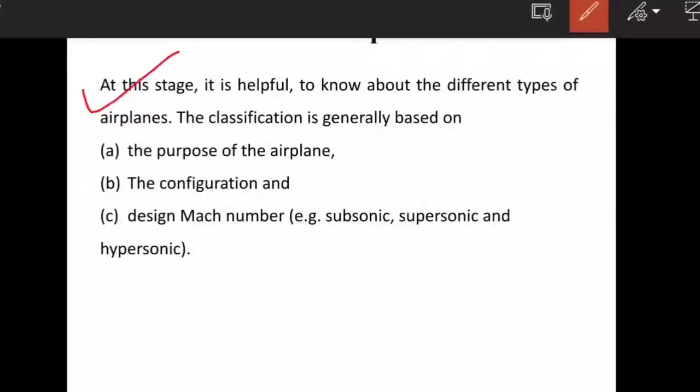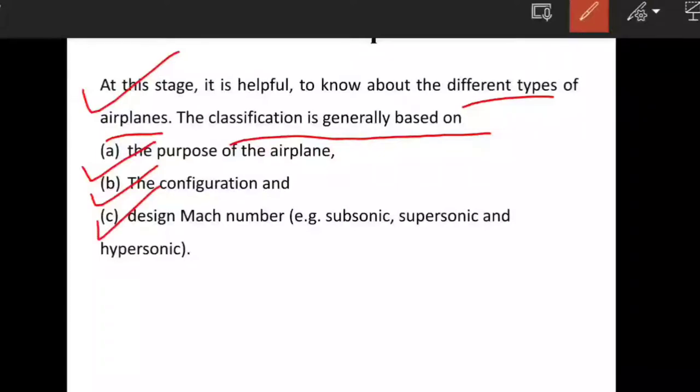At this stage it's helpful to know about the different types of airplane. That's the reason we are learning the classification of airplanes. But how is it classified? Actually, the airplane is generally classified based on the purpose of the airplane. Second is the configuration, and third is design Mach number. I did not mention design Mach number in my previous video, but this is also a parameter, that is subsonic flight, supersonic flight, hypersonic flight, transonic flight. That is also a very important parameter to classify the different types of airplane.